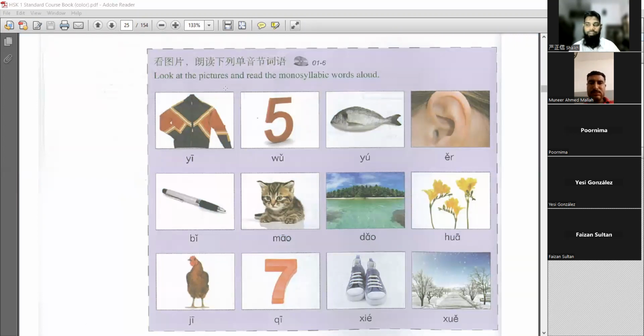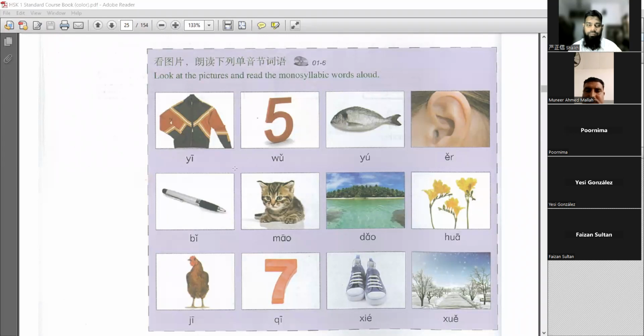E, 五 wu, 鱼 yu, 耳 er, 比 bi, 猫 Mao, 岛 Dao, Hua, 鸡 ji, 七 qi, 鞋 xie, 雪 xue.